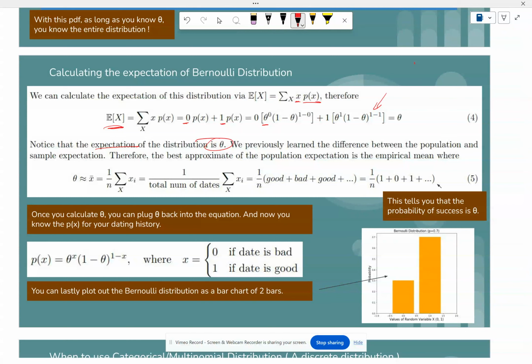So let's say we have a number of dates. You add up all the ones, all the good dates, where good dates are 1 and bad dates are 0. When you add up all the good dates, that will give you theta. Once you calculate theta, you plug it back into the equation.